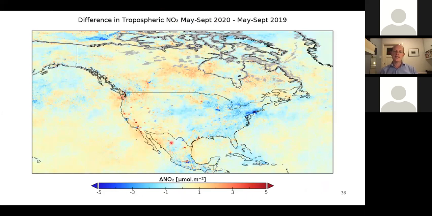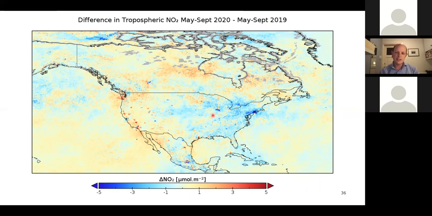Also looked into North America. This is a very quick and dirty analysis that I did this afternoon, just taking the months May to September 2020 and subtracting May-September 2019. What you see is in these major cities, for example, here on the US East Coast, strong reductions in NO2 as we have seen elsewhere.